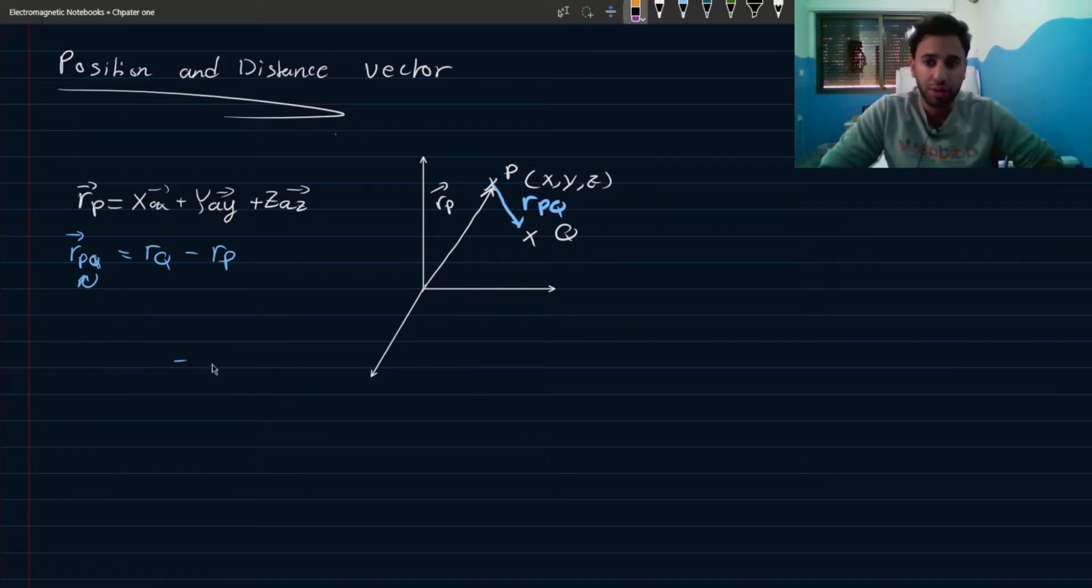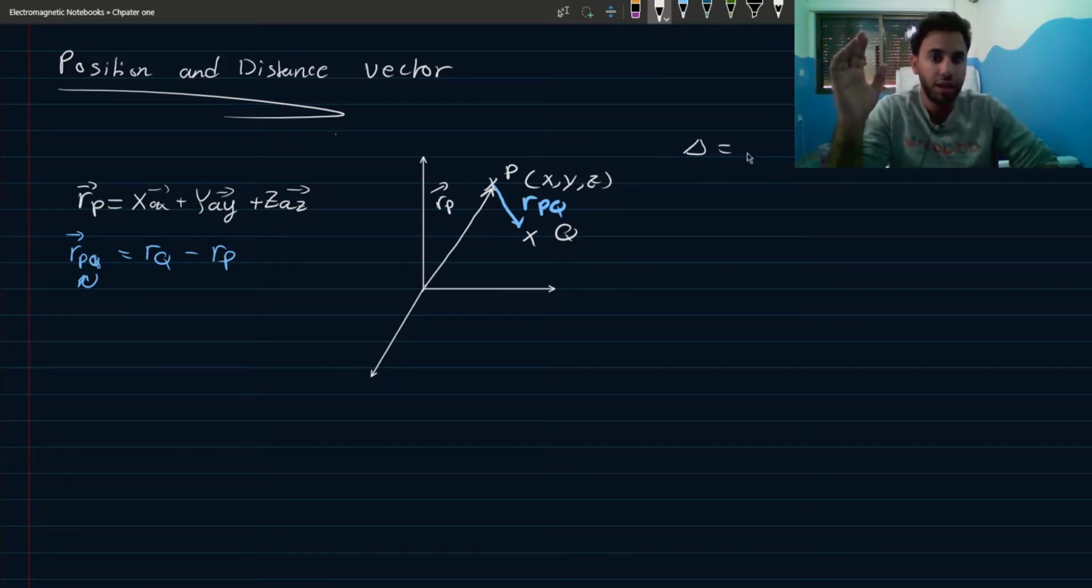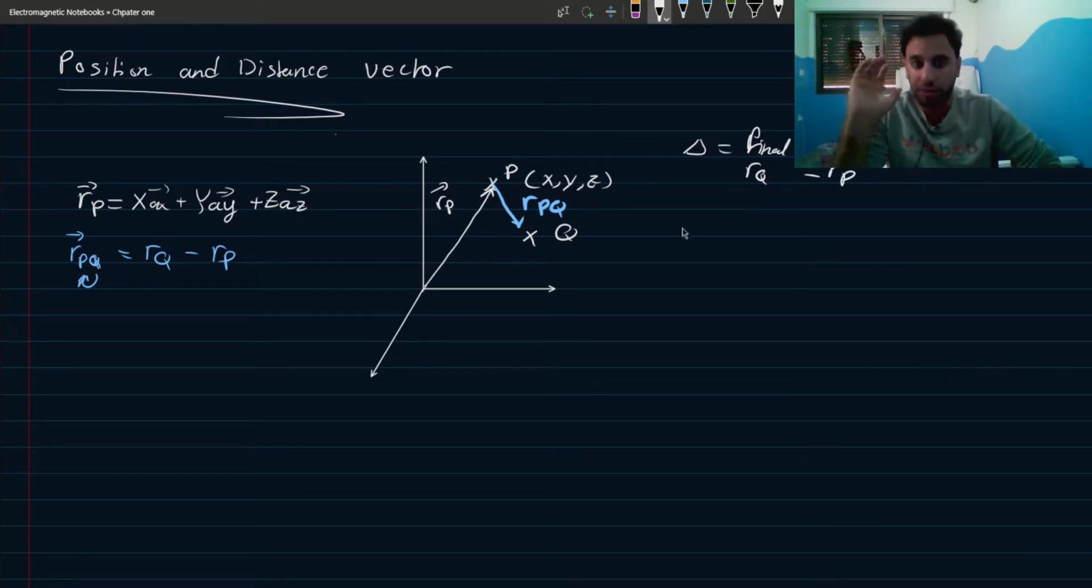Does the order of points matter in this case? The answer is yes. You might have heard, if you want to find the delta of anything, you take that something's final and subtract it by the initial. It's the same thing in here. The vector starts at point P and it ends at point Q. Hence, RQ minus RP is from RP to RQ, hence RPQ.